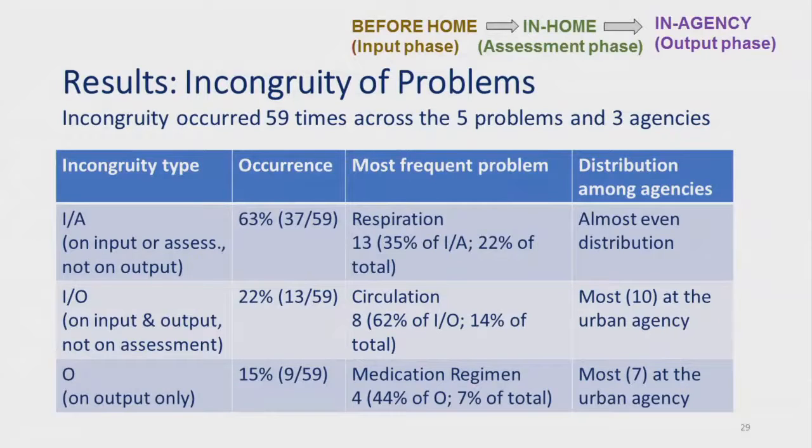The third type of incongruity was where a problem just appears on the output, not having been on the input or the assessment. This occurred 15% of the time. This constituted 15% of the incongruities. It mostly occurred with the medication regimen, right? That's of concern. That was almost half of this type of incongruity and contributed to 7% of the total number of incongruities. And this mostly occurred at the urban agency.